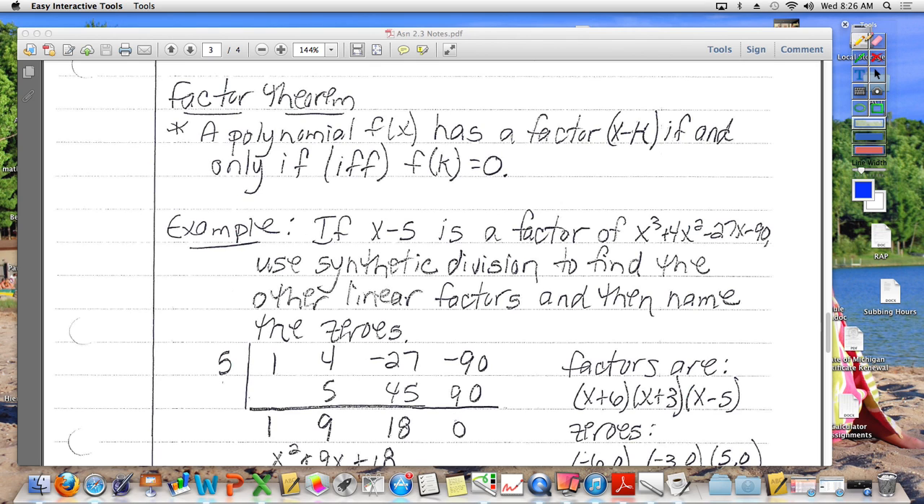Alright, if x minus 5 is a factor of x cubed plus 4x squared minus 27x minus 90, you need to use synthetic division to find the other linear factors and then name the zeros. Sounds complicated, but I don't think it's going to be.